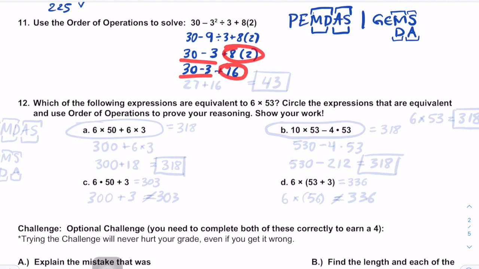Now I see that we're all done with multiplication and division. We're only left with addition and subtraction. Both PEMDAS and GEMS say that it doesn't matter which comes first. We'll just work from left to right. 30 minus 3 is 27. I carry down the rest. And at last, I can just solve for 27 plus 16, which does give me an answer of 43.